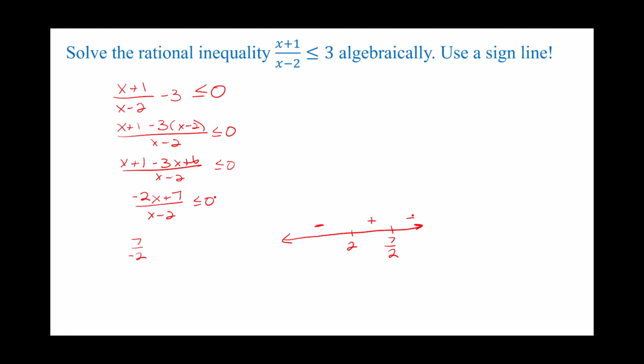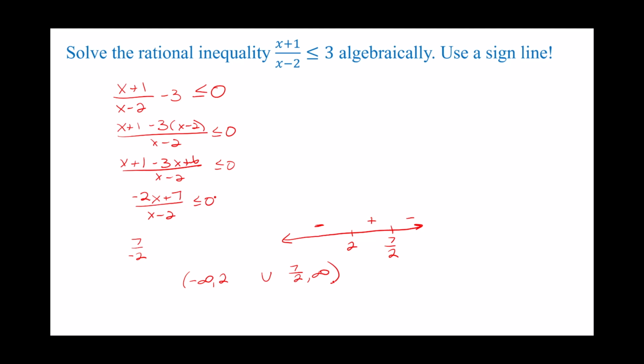If that factor is an odd multiplicity, then the graph will on one side be going up toward positive infinity, on the other side going down toward negative infinity. So if all of my factors have odd multiplicities, the graph will be going back and forth between positive and negative. Now I want to know where it's less than or equal to 0. So that would be negative infinity to 2, unioned with 7/2 to infinity.